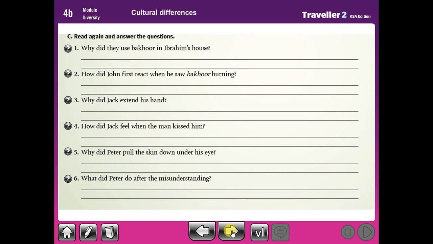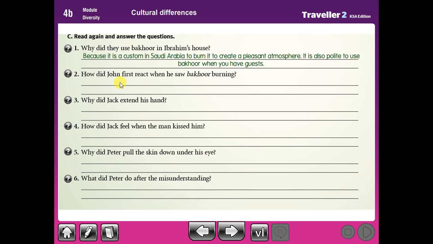Now we are going to answer this question about the text. Read again and answer the question. 1. Why did they use Bakhur in Ibrahim's house? When we begin the question with why, we should use because or to in the answer to give the reason why they used Bakhur in Ibrahim's house. Because it's a custom in Saudi Arabia to burn it to create a pleasant atmosphere. It's also polite to use Bakhur when you have guests.